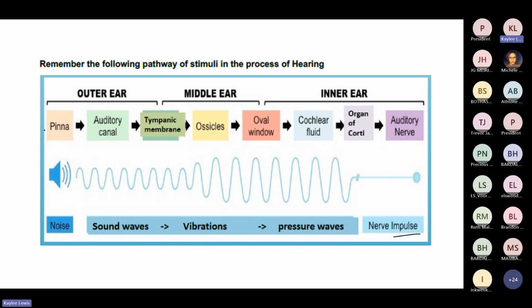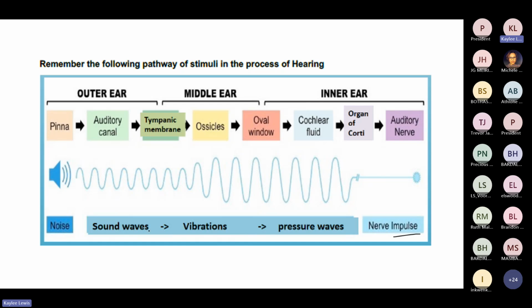So the pinna would conduct the sound waves to the auditory canal, and that would cause the tympanic membrane to vibrate. Vibrations are passed along the ossicles and they are amplified and taken to the oval window, which will vibrate and create pressure waves in the cochlea. That will stimulate the hair cells on the organ of Corti to generate an impulse, which will then be taken along the auditory nerve to the cerebrum.